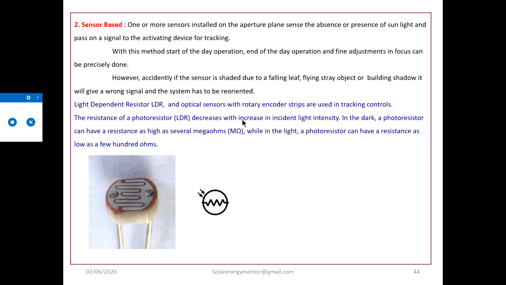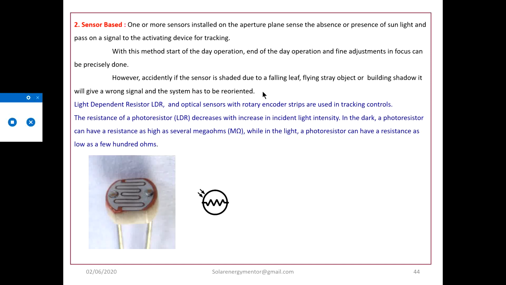However, what happens when the wind blows and, accidentally, some leaf falls on the sensor itself instead of the collector? If it falls on the sensor, what will the sensor sense? It will not sense sunlight. So it imagines that there is no sun, or that the day has ended, and it will not move. It will be stationary, though it may still be 11:30 in the morning. So some falling leaf or flying stray object falls on the sensor, or some building shadow falls on the sensor, then it will give a wrong signal.